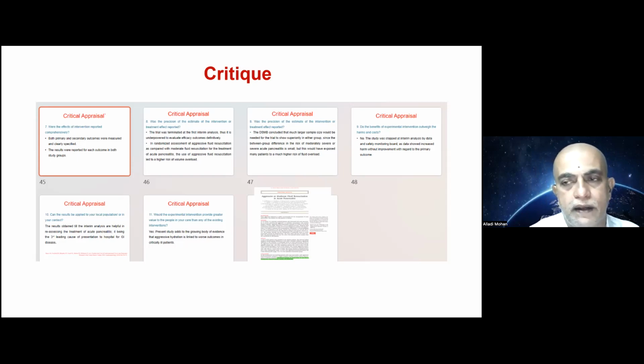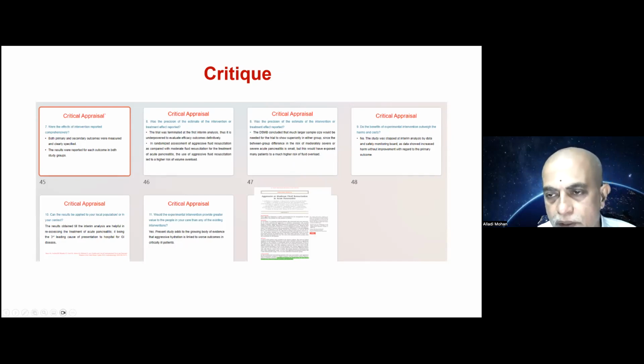It is not Data Safety Monitoring Board. It is Data and Safety Monitoring Board. And there is the critical appraisal that said that the DSMB concluded that a much larger sample size would be needed for the trial to show superiority, since the between group differences in the risk of moderately severe or severe acute pancreatitis is small, but this would have exposed many patients to a higher risk of fluid overload.